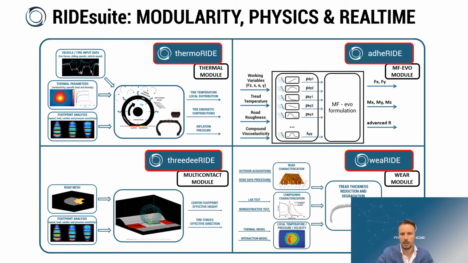adheRIDE is our Magic Formula EVO-based model, which is able to take into account wear, pressure, temperature, and degradation. 3D-RIDE is our multi-contact solution that gives MF-EVO the possibility to work in the frequency domain to extend its applicability also to the durability part. And finally, wearRIDE is a wear model which is able to take into account the road, compound, and the local temperature, pressure, and velocity distributions in order to understand in output what's going on in terms of abrasive and chemical degradation.